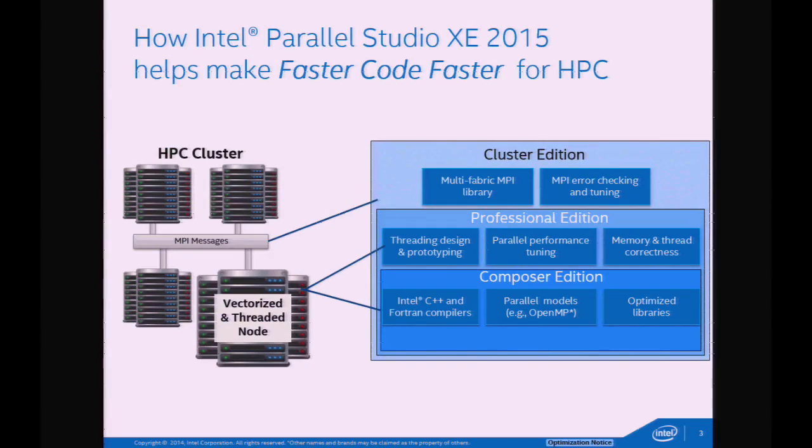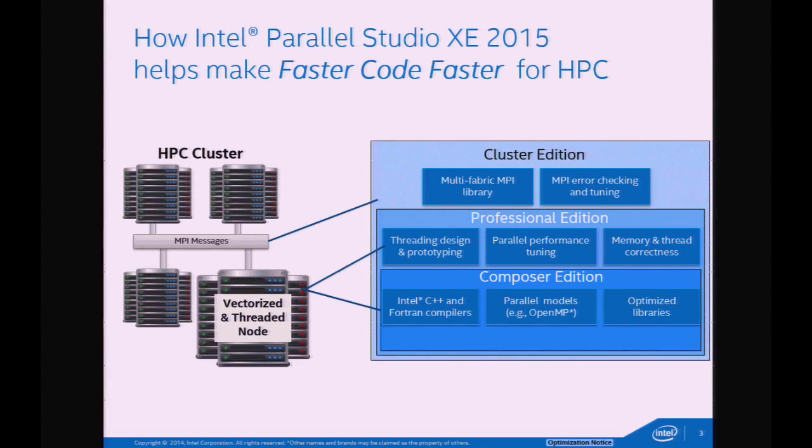So we have 3 different editions. We have Composer Edition, which includes our C++ and Fortran compilers, as well as our performance libraries, so anything like the Math Kernel Library, the Integrated Performance Primitives, and our threading interfaces, things like Threading Building Blocks or Cilk Plus. Those are all included in the Composer Edition.